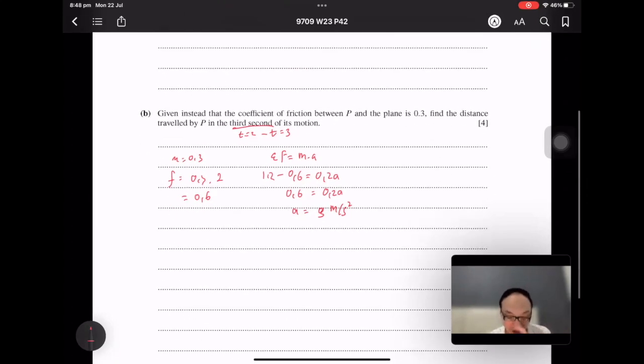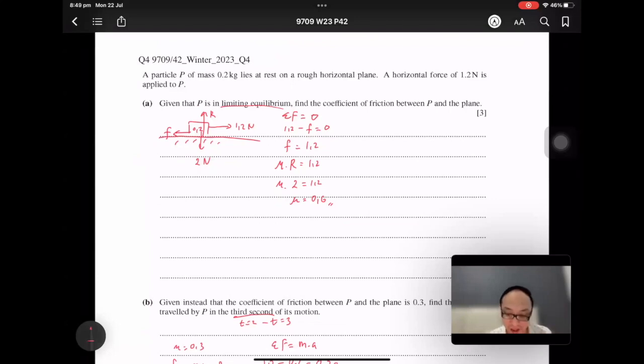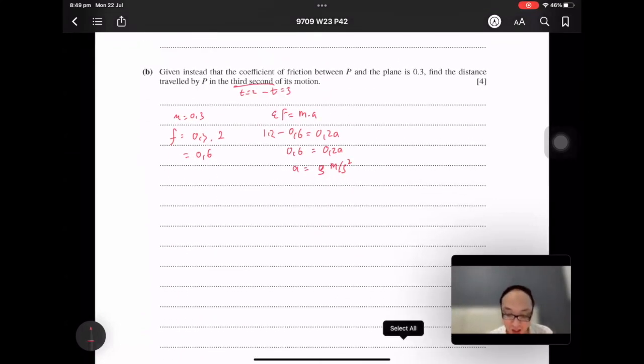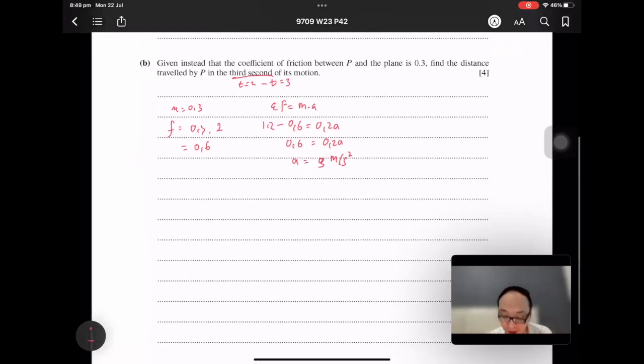So we have the initial speed. It starts at rest, so the initial speed is 0. We can find the distance between t equals 2 and t equals 3. When t equals 2, I can use s equals ut plus half at squared. So u is 0, plus half times 3 times 2 squared, equals 2 times 3, which is 6 meters.